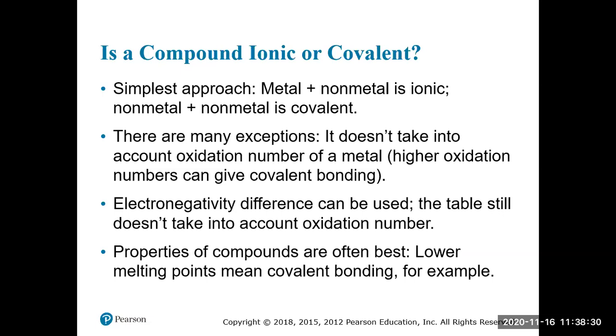So as usual, there are exceptions. If we have a metal with a high oxidation number, then we can have instances of covalent bonding there. So there are some times when metals do form covalent bonds, and that goes back to the oxidation number issue. We can use electronegativity differences to try and understand some of this, but it doesn't take into account that oxidation number issue.